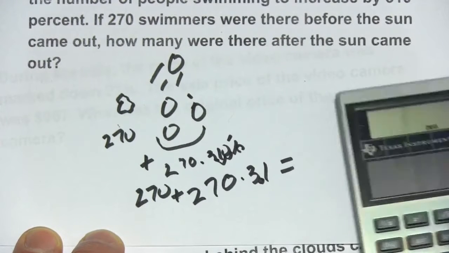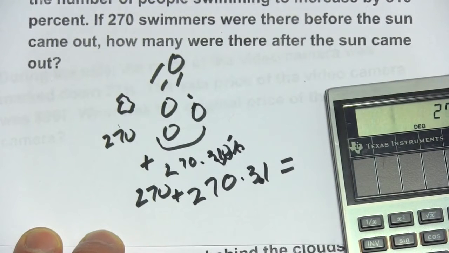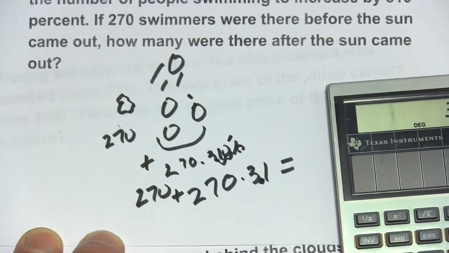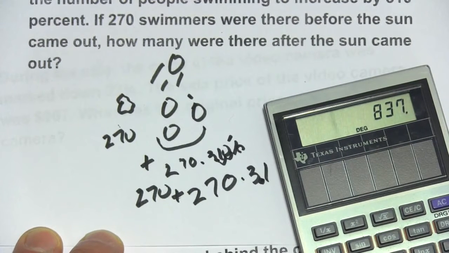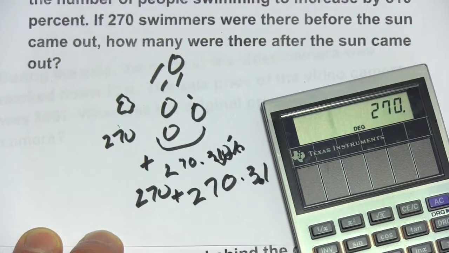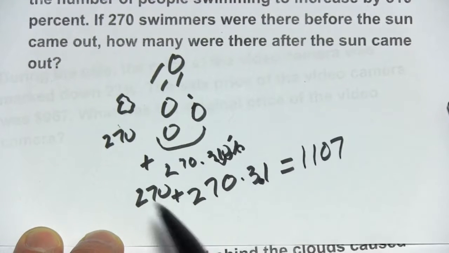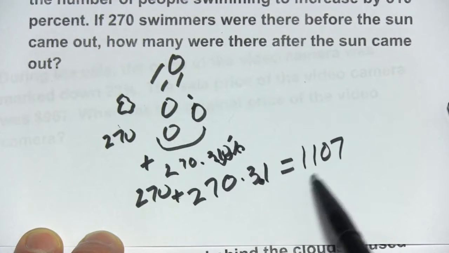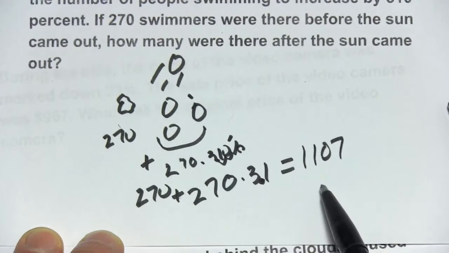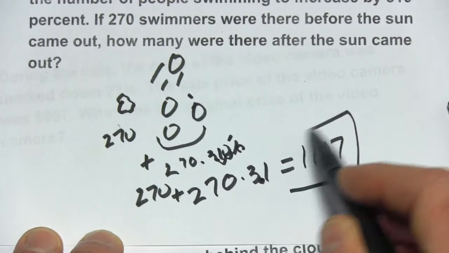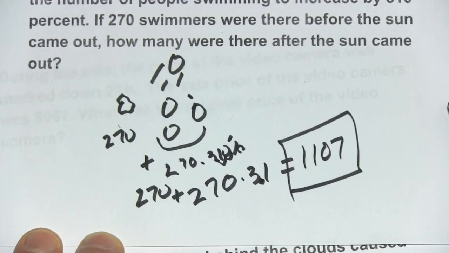Let's calculate that. So 270 times 3.1, that's 837 plus 270, so that's 1107. And yeah, that's a little bit over 4 times what we started with. So that makes sense. So those are some word problems with percents.